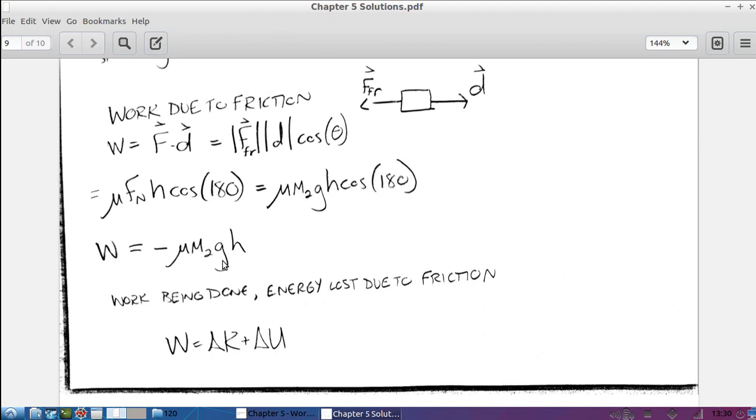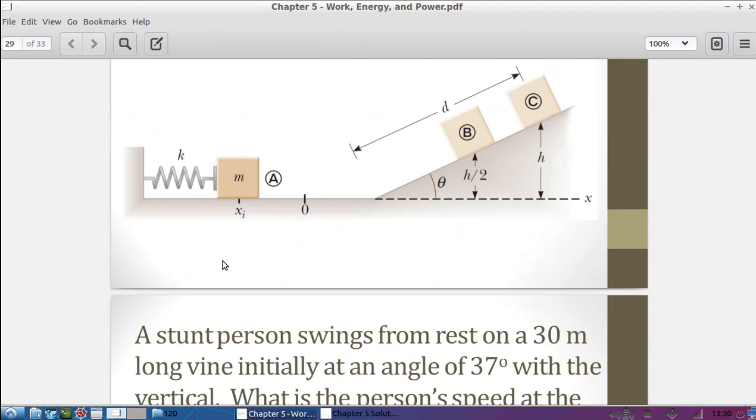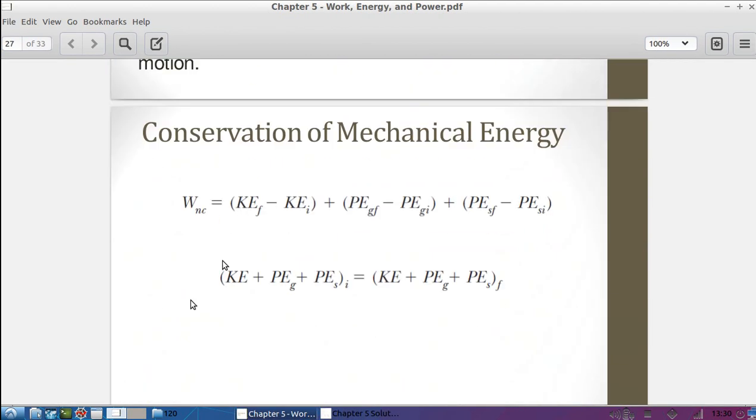Let's go all the way back, because I said earlier that we're going to deal with these two types of scenarios. Up to this point, we've been dealing with energy conservation. Now, energy is not conserved because there's work being done due to friction. So work is equal to the change in kinetic energy plus the change in potential energy.